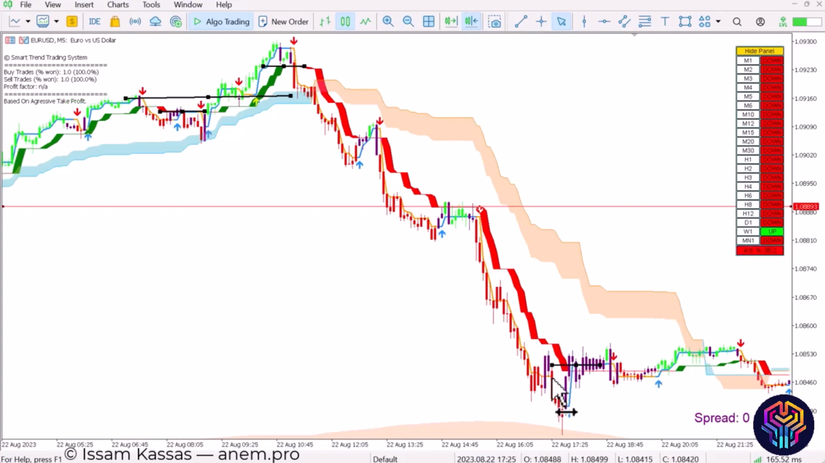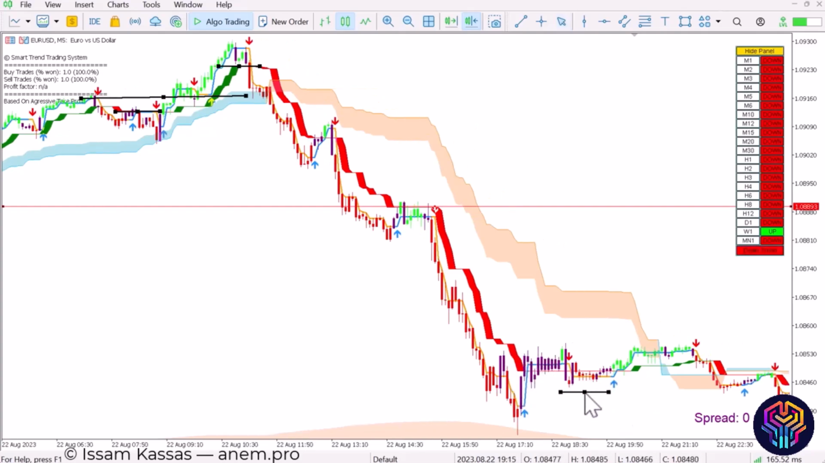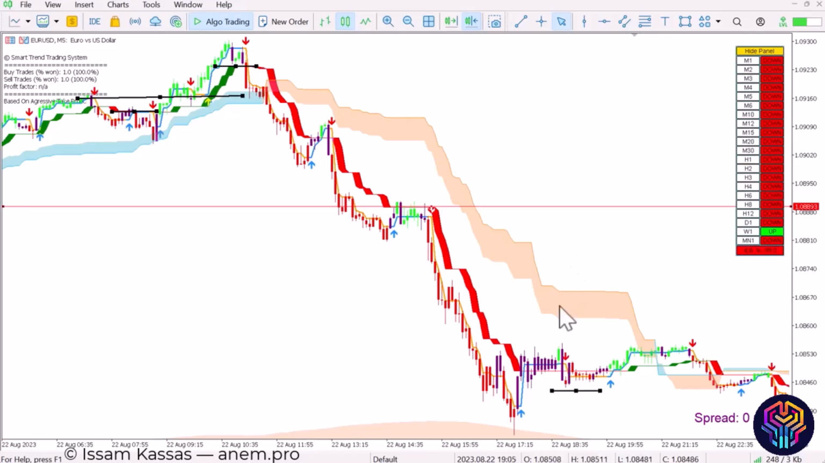Like here, for example, I got another entry, and this is a tricky one. I got another entry here. I'm still below the cloud, right? I'm still below the cloud, so all the conditions are set. But I got this entry here. Would I enter or not?